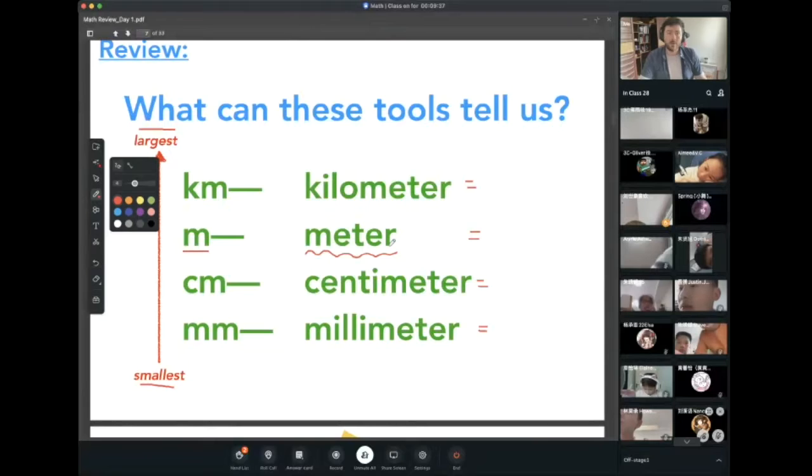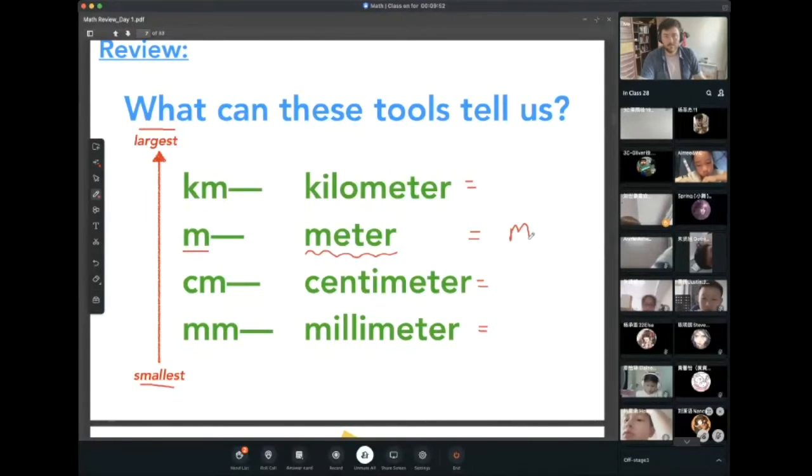So as we know, a meter is a meter, right? It's just 100 centimeters, 1,000 millimeters. So all of these will tell us a little clue. So a meter, I'm just going to write meter. Now all of these have the prefixes milli, centi, and kilo. All of these have a meaning. So I'm going to put this in my notes.